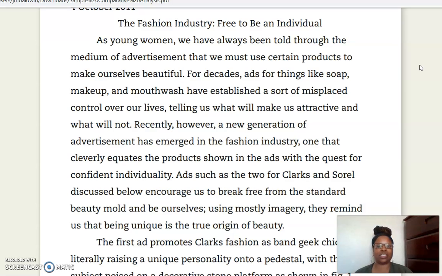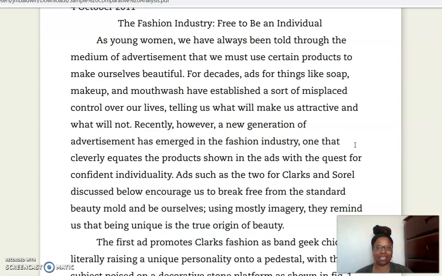So now she goes into talking about the specifics of her ad. She says, recently, however, a new generation of advertisement has emerged in the fashion industry, one that cleverly equates the product shown in the ad with the quest for confident individuality. Then she gets into her thesis statement. Ads such as the two for Clarks and Sorel discussed below encourage us to break free from the standard beauty mold and be ourselves. Using mostly imagery, they remind us that being unique is the true origin of beauty.